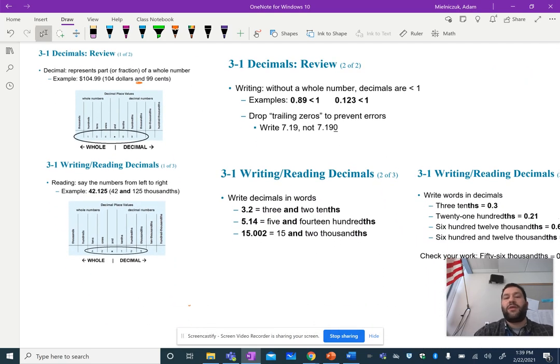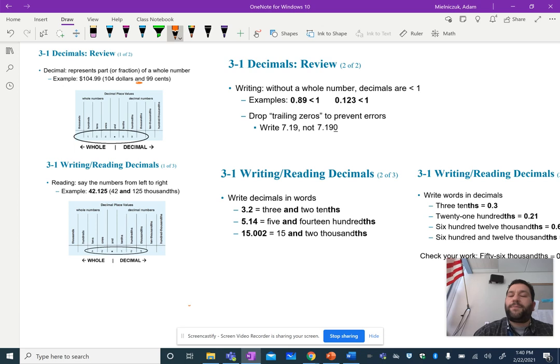Now, looking in the upper right, okay, decimal review. Without a whole number, remember decimals are less than 1. Examples: 0.89 would be less than 1, or 89 hundredths is less than 1. 0.123 is less than 1, or 123 thousandths is less than 1.